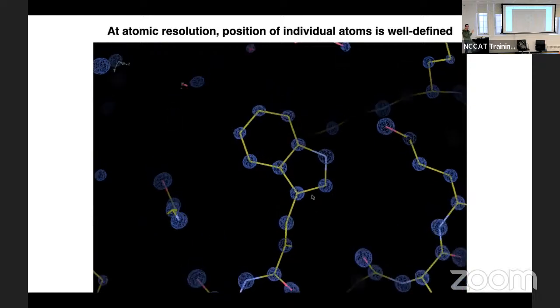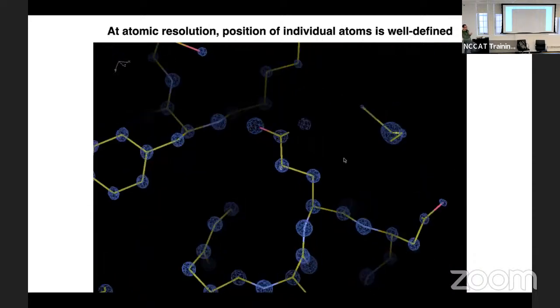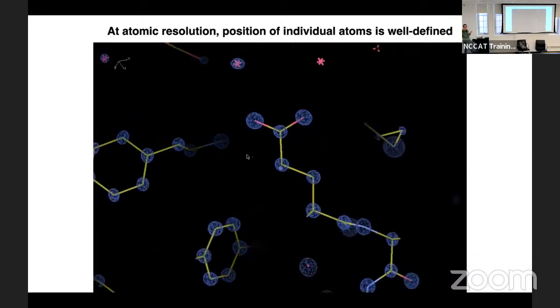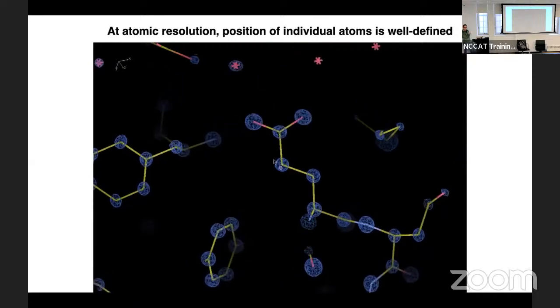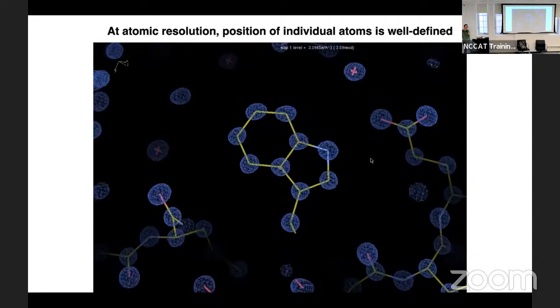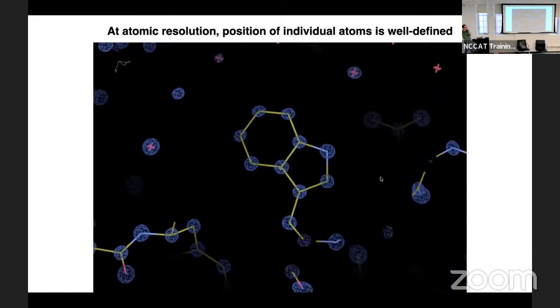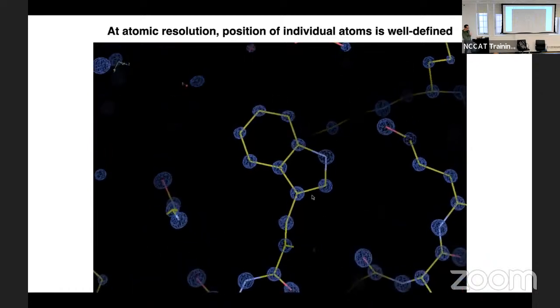And so in a case where you have a map that looks like this, where the position of every atom, every heavy atom, is kind of defined by your data, then you really could essentially just have your refinement function be agreement between your model and the map, right? Because your data is going to be good enough to tell you exactly where every atom should be, reasonably well.